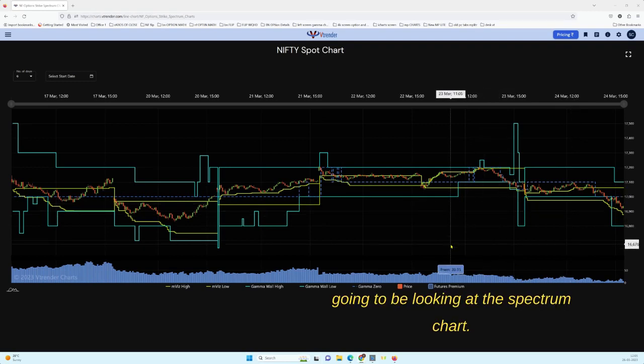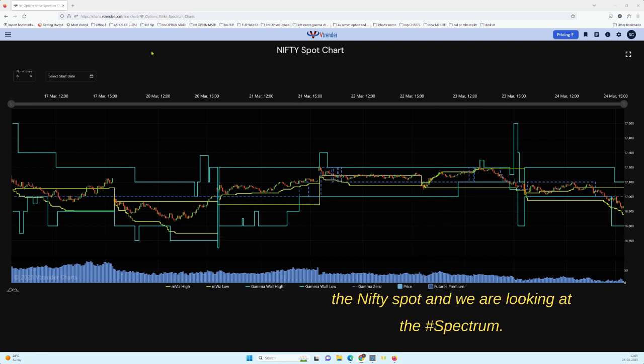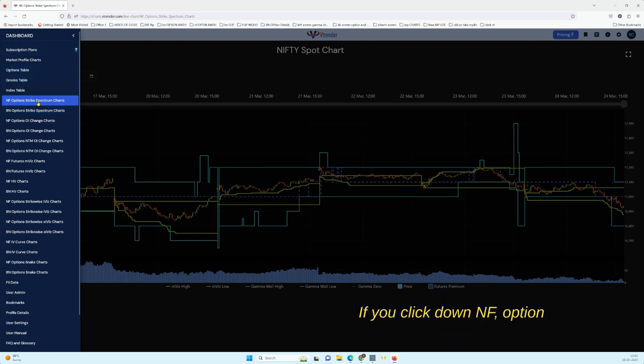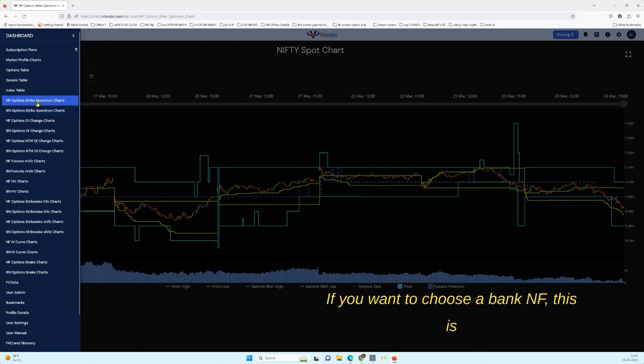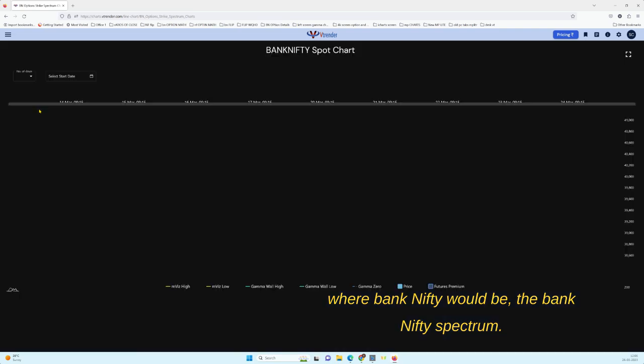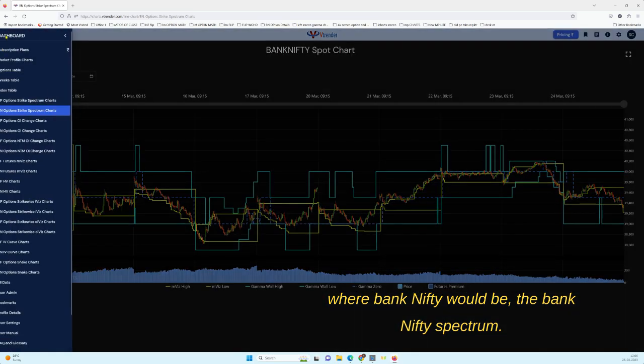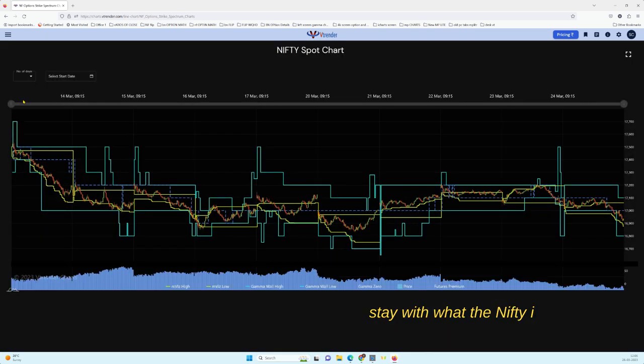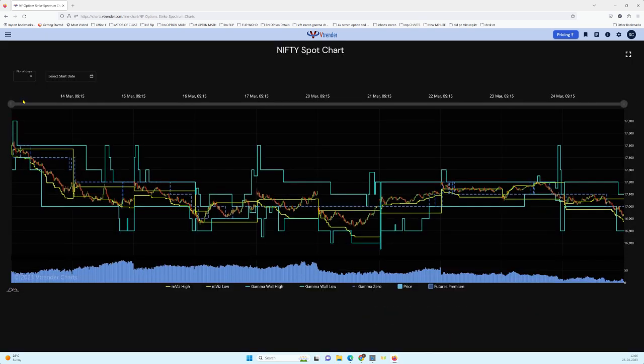And today we are going to be looking at the spectrum chart. The chart on your screen right now is the Nifty spot, and we are looking at the spectrum. Now, how do I get this chart? From the menu, click down to NF option strike spectrum, or BN option strike if you want to choose Bank Nifty. That would be the Bank Nifty spectrum. But for the purposes of this video, let's stay with the Nifty, though what I mentioned is going to be the same.